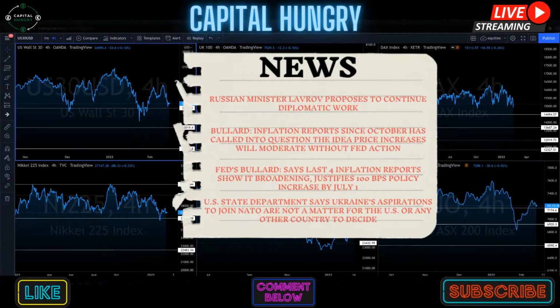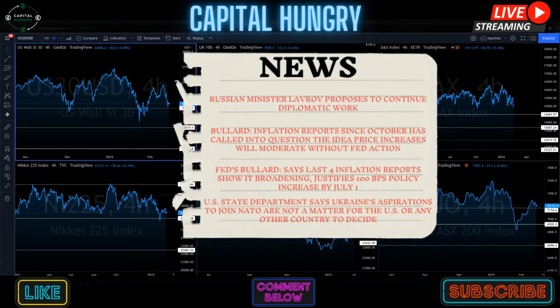The second headline talks about interest rate hikes and the justification for a whole 100 basis point increase in the rate hikes for the US, which was a bullish impact on the US dollar. And also the last headline was more optimistic in terms of the Ukraine and Russia tensions, where Ukraine is looking to join the NATO treaty and alliance.